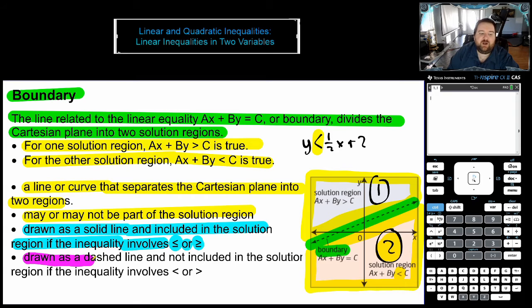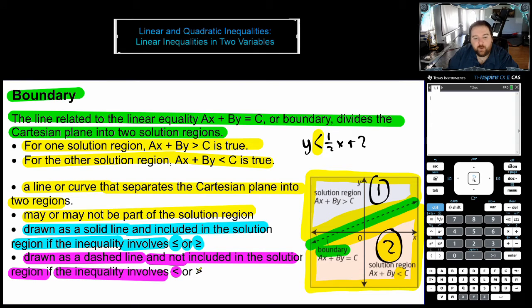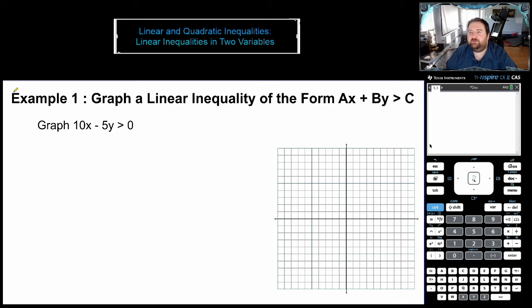Now, it's going to be drawn as a dashed line when we're trying to say that the points on the line are not included in the solution region. And that happens when it's less than or greater than. And so the difference is that the solid ones are less than or equal to or greater than or equal to, and the dashed lines, which mean the line is not part of the solution, are less than or greater than. So let's go ahead and try a problem out. All right, hopefully that's enough of a refresher.